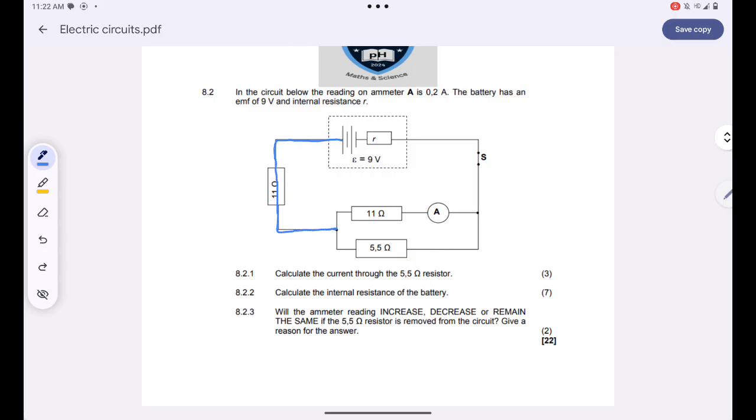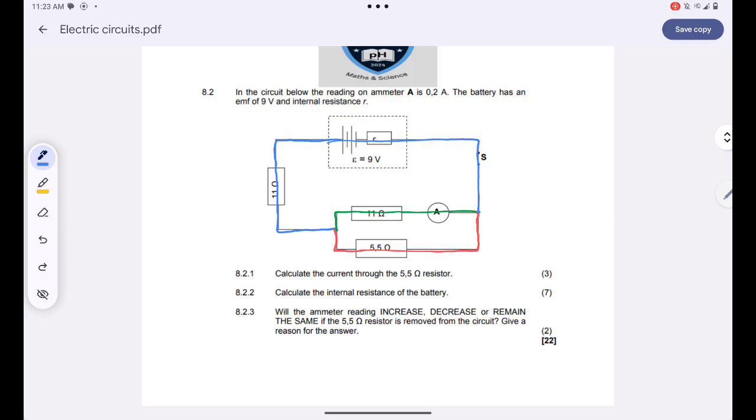As soon as it gets here, it will split. Why? Because we have our resistors in parallel. So some of it will move to the 11 ohm resistor, and some of it will move to the 5 ohm resistor, and then it will join there again. Total current will just move. The blue color represents total current, the green color only represents the current flowing through the 11 ohm resistor, and the red color represents the current flowing through the 5.5 ohm resistor.